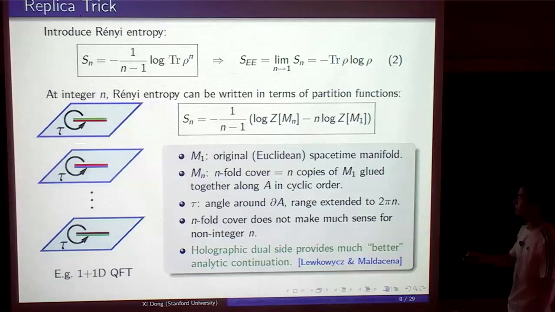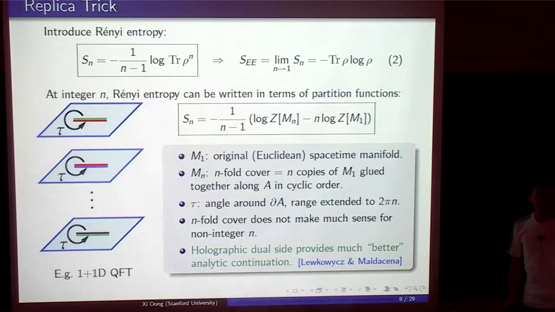The construction of the n-fold cover is as follows. You can take n copies of the original space. We always work in Euclidean signature, so let me first rotate to Euclidean signature and make n copies of the original space. This is a two-dimensional example. Then in the region where I want to compute the entanglement entropy, I'll cut it apart on each copy, and then I'll glue them together in a cyclic way. This essentially extends the range of this angular coordinate tau from 2 pi to 2 pi n. So it goes around until it comes back only after n copies.